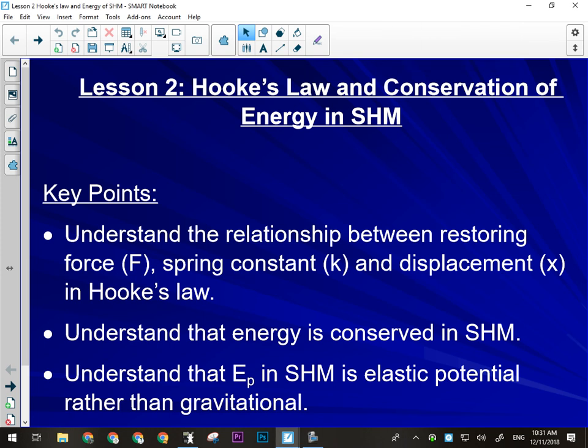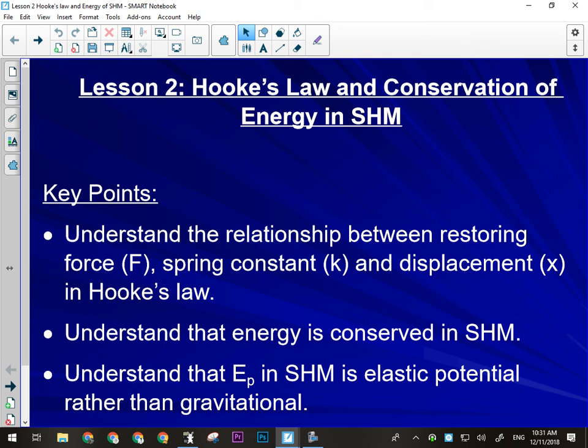So yesterday when we were talking about simple harmonic motion, we looked at a mass on a spring and we looked at a pendulum. But yesterday we only looked at that from the perspective of what things can affect the period of those oscillating objects. Today we're going to look at them from an energy perspective.